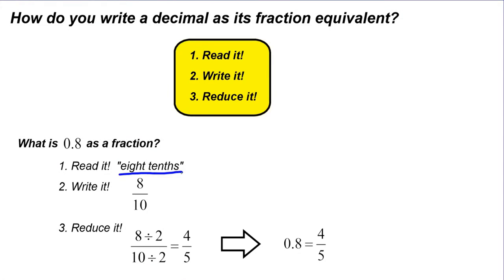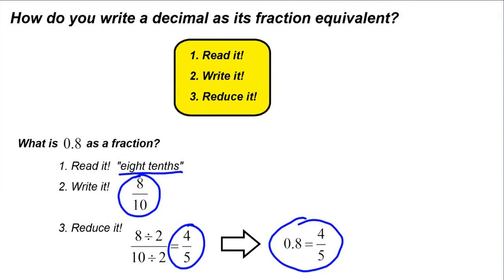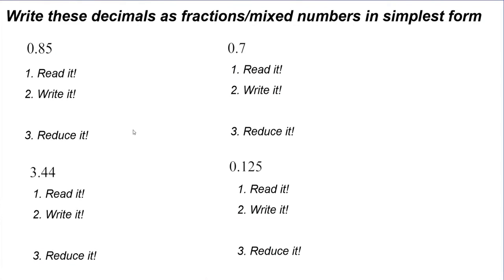So we read it as 8/10, then we write it as a fraction, 8/10, and then we have to reduce or simplify it. 8 and 10 are both divisible by 2, so if we divide them down, we get 4/5. So 0.8 or 8/10 as a fraction is 4/5. Let's take a look at some more. Write these decimals as fractions or mixed numbers in simplest form.